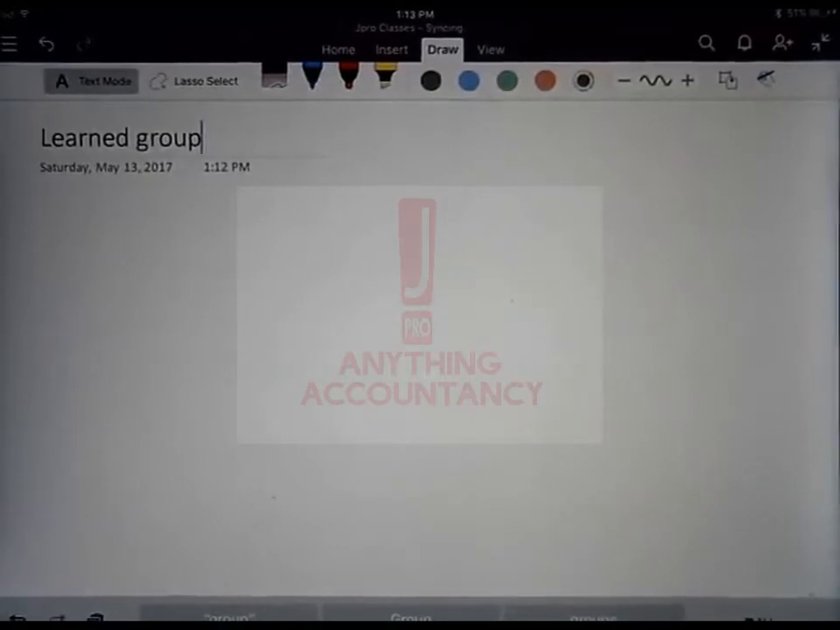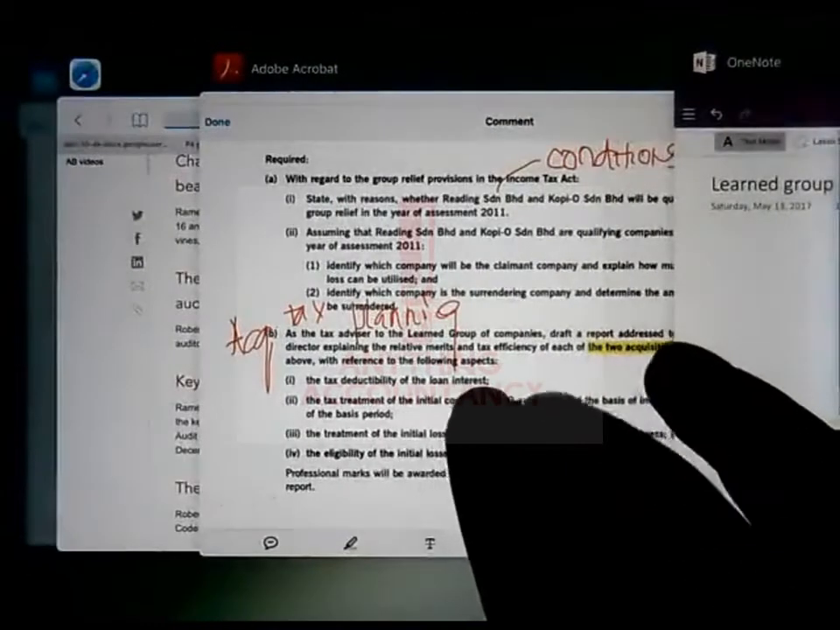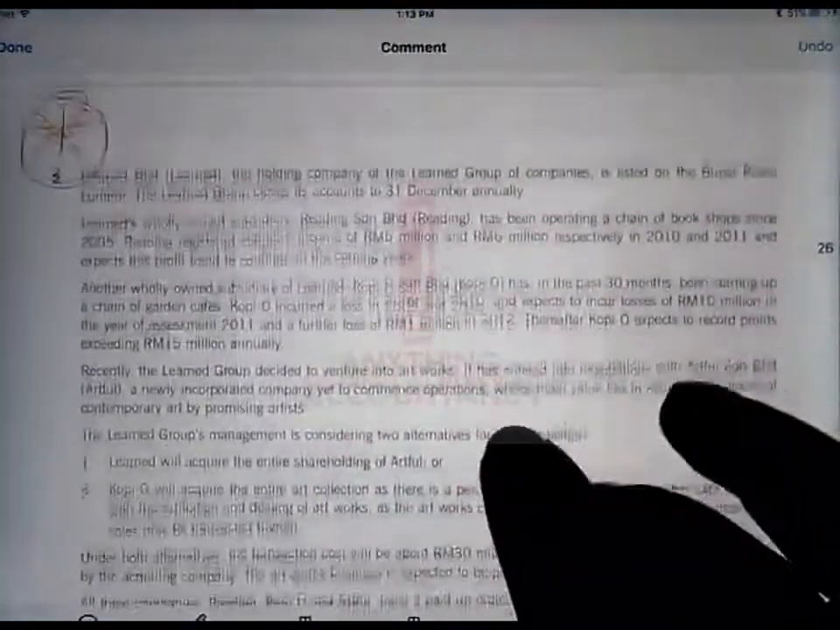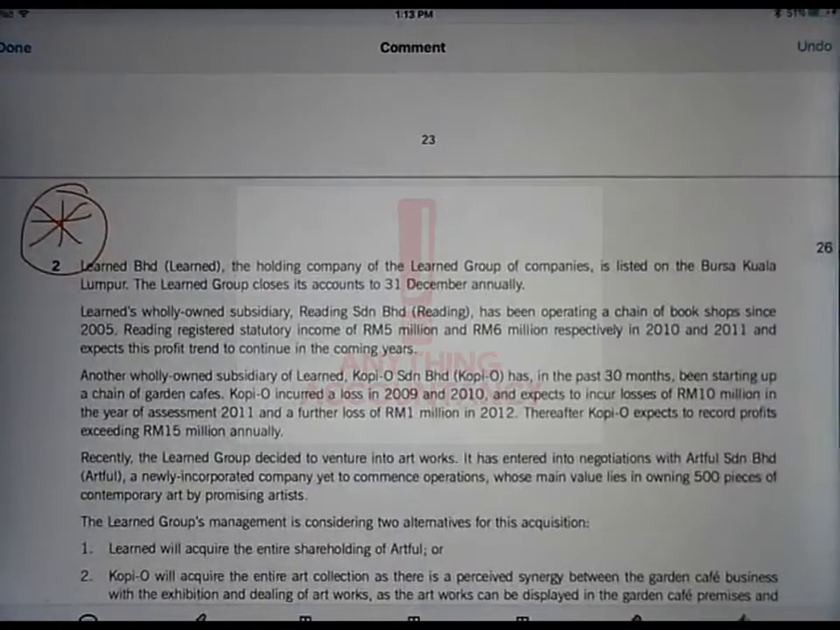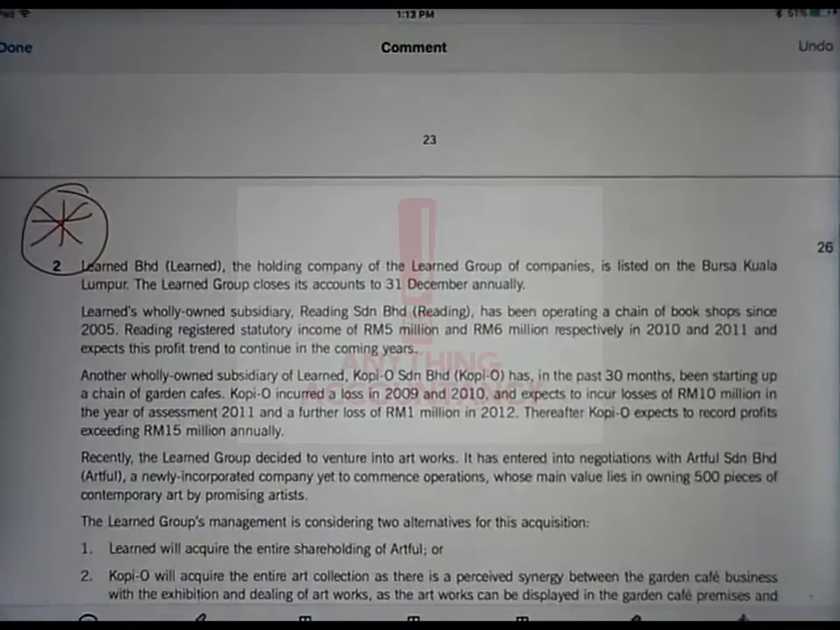Now, let's look at the question first. Learned Group is a holding company of a group of companies listed in Bursa Malaysia. Learned Group closes its account on 31st December annually. Okay. Now, Learned's wholly owned subsidiary Readings Learned Bhd has been operating a chain of bookshops since 2005. Reading registered statutory income of 5 million and 6 million respectively in 2010 and 2011 and expects this profit trend to continue in the coming years. So they are going to make profits.